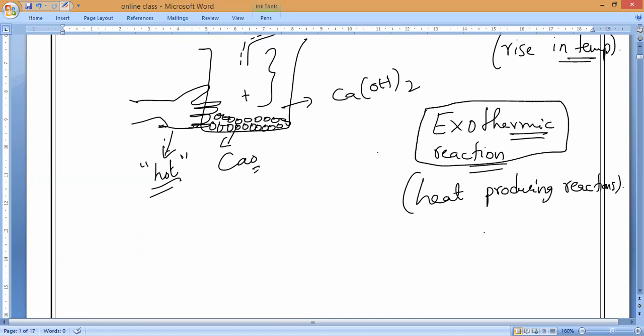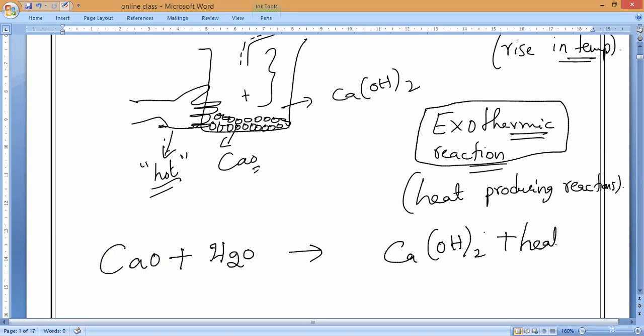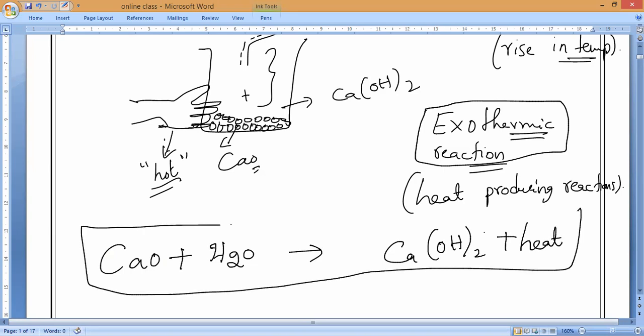What is the best example of exothermic reactions, guys? Quicklime, calcium oxide, reacts with water. We get calcium hydroxide plus also heat. So plus heat will come. This is the example of which reaction? Exothermic reaction. Any doubt? So the chemical reactions in which the temperature increases, all those reactions we call exothermic reactions.